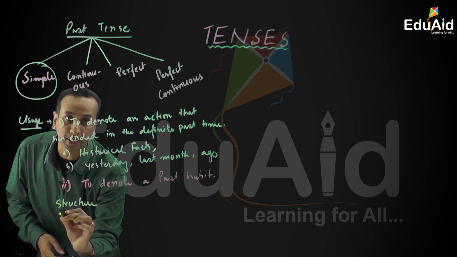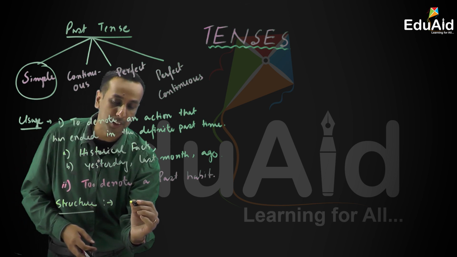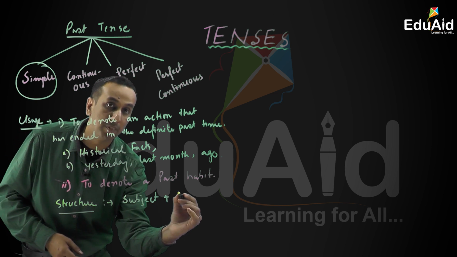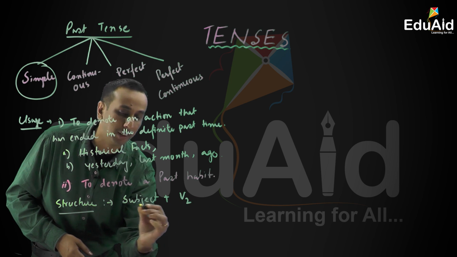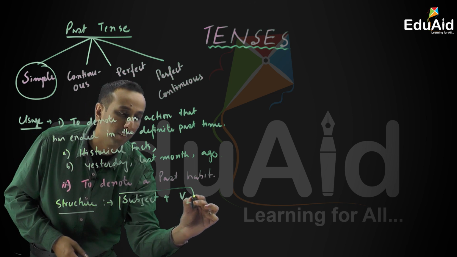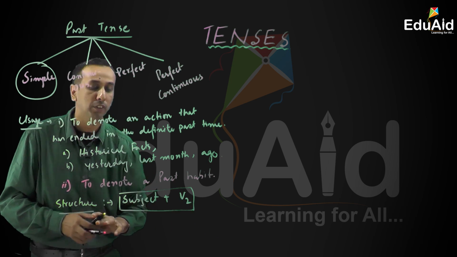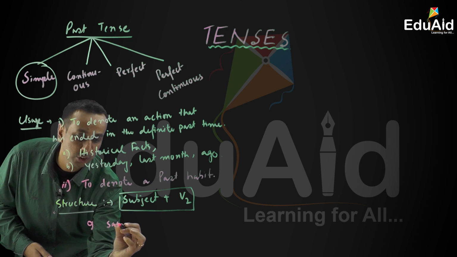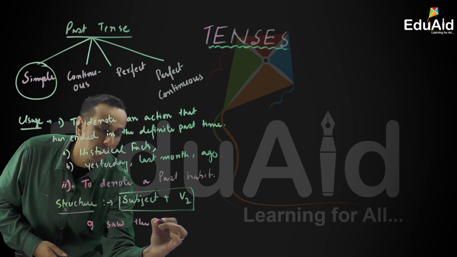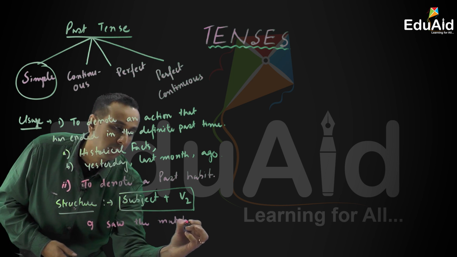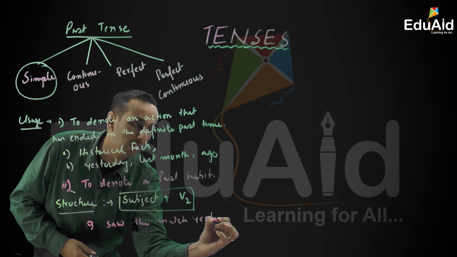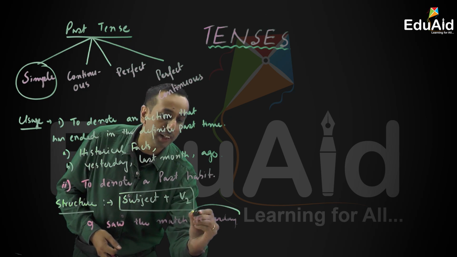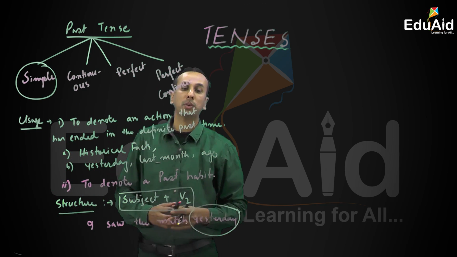The structure of this tense is subject plus the main verb. The main action word will be in its second form, which we call V2. For example, I saw the match yesterday. Yesterday is the word related to time, the time related clue being given.